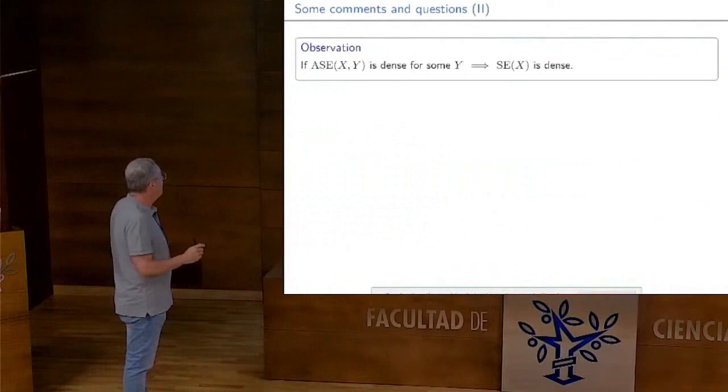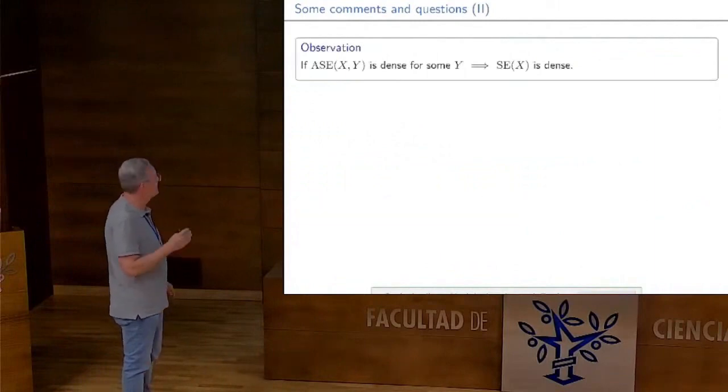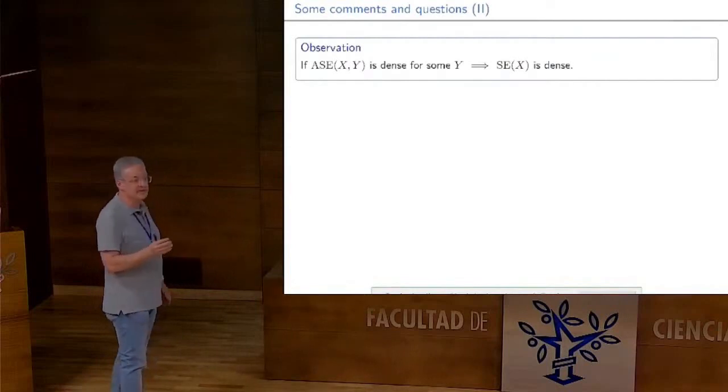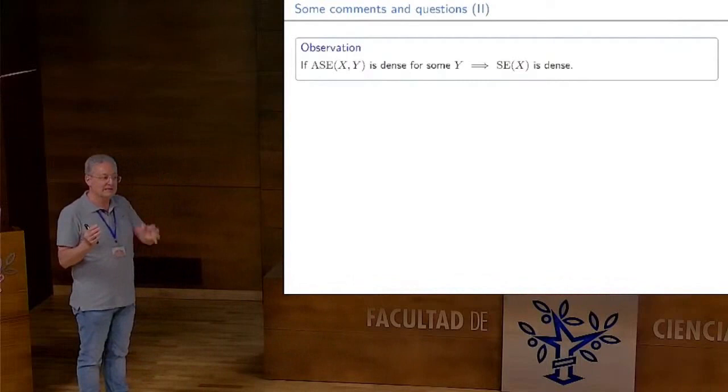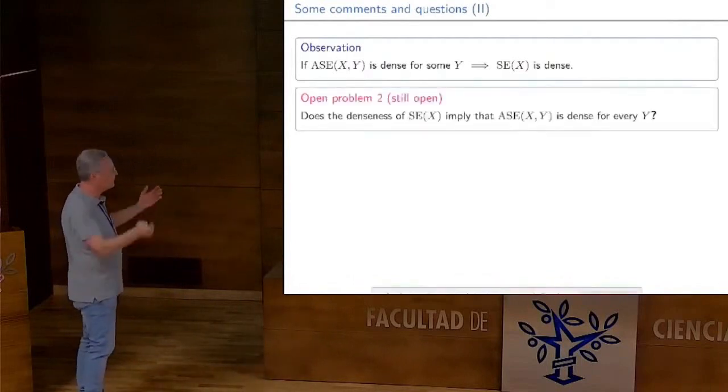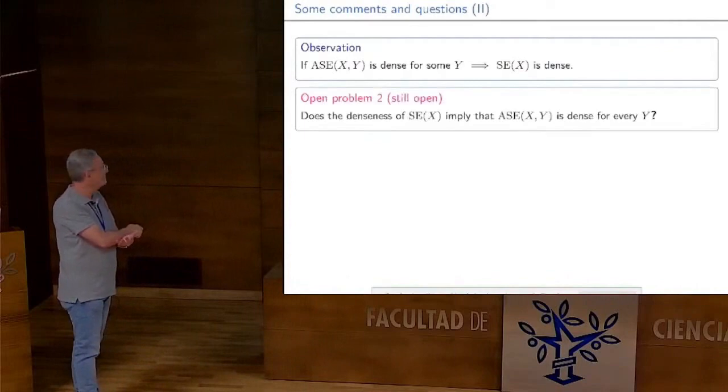One easy observation: if the set of strongly exposing operators from X to Y is dense for some Y, non-zero of course, then automatically the set of strongly exposing functionals is dense. So the question is, can we reverse? We don't know.